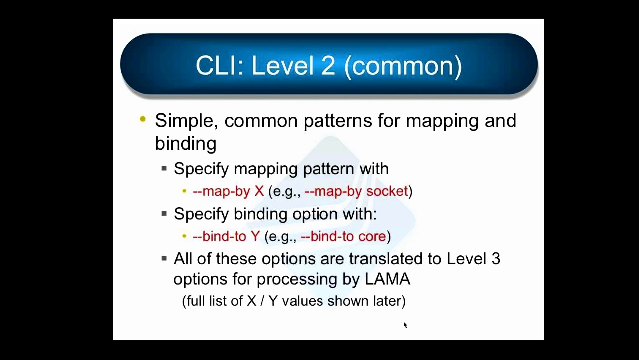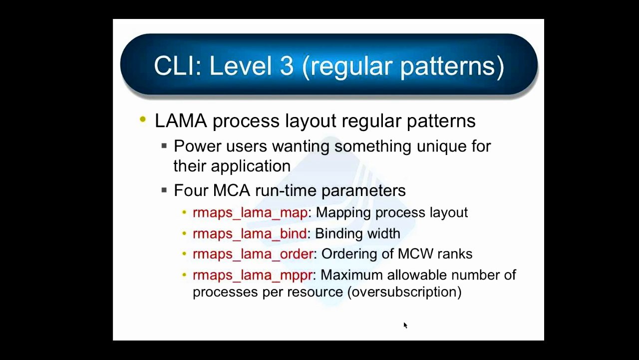Now, everything that we do here in level 2, map by X and bind to Y, has a direct one-to-one correspondence to the level 3 stuff, which was very important to us so that we only have really one system and we're exposing multiple layers to get to it, multiple degrees of flexibility. All right, and level 3 is these regular patterns. So I talked about LAMA in the beginning. I haven't really talked about it since because everything I talked about so far is how Open MPI launches, binds, maps, orders, and things like that. I haven't really talked about how we give you flexibility in that process. Well, let's dive into that now. And again, this is something that we really think is going to be for power users, and not a whole lot of people are going to use it.